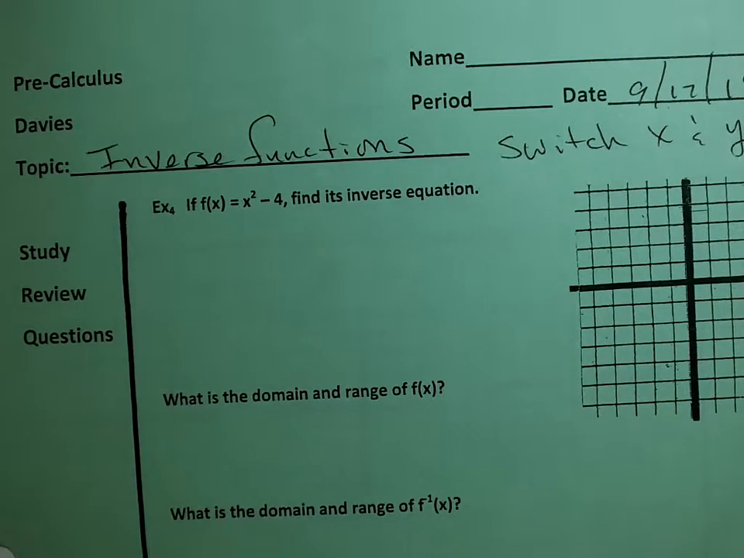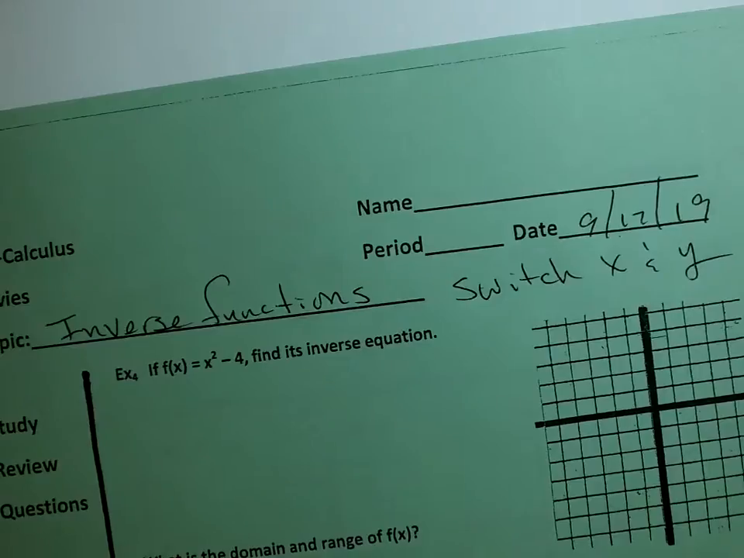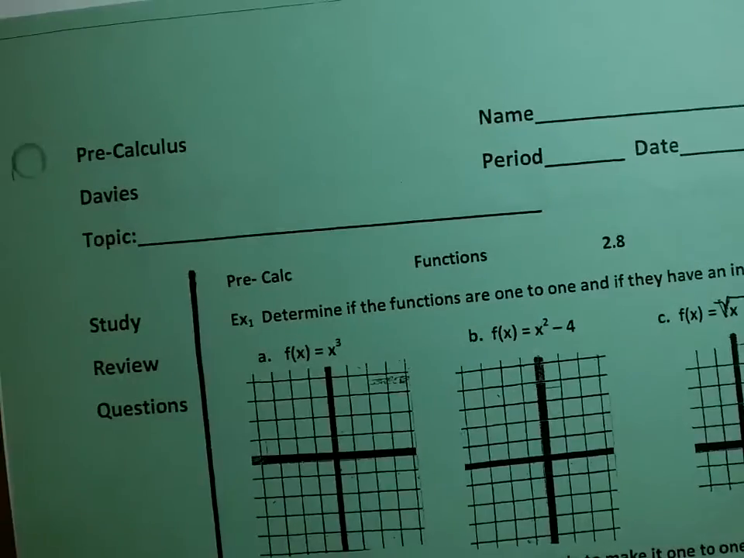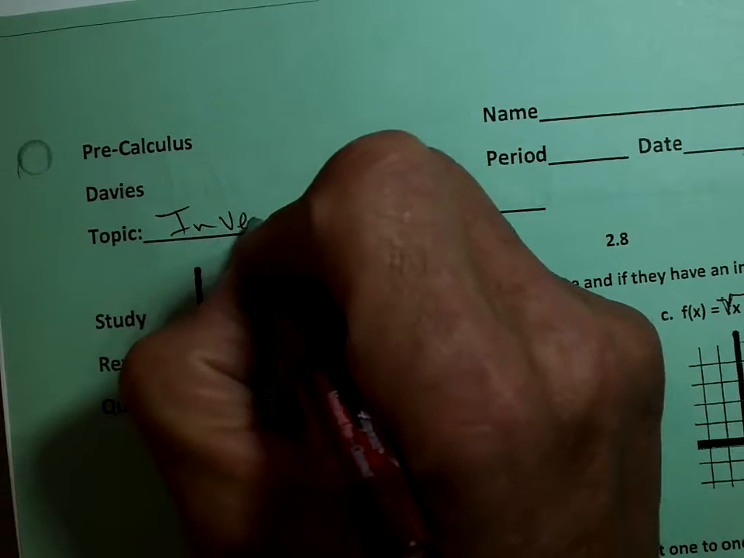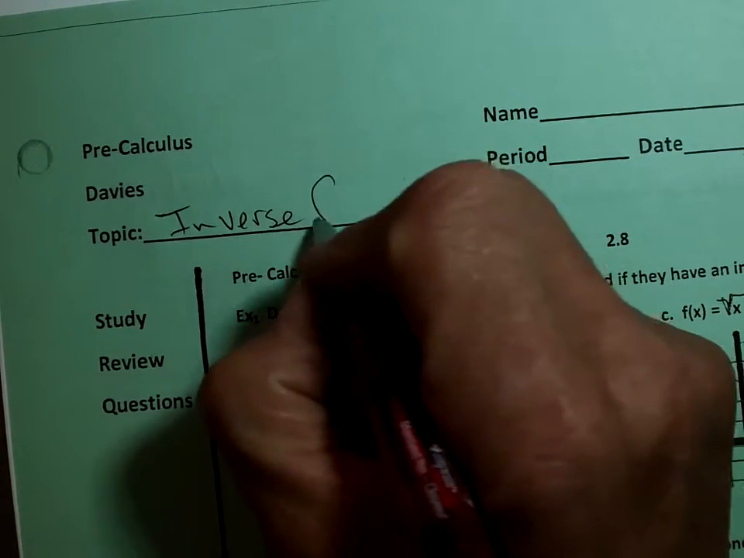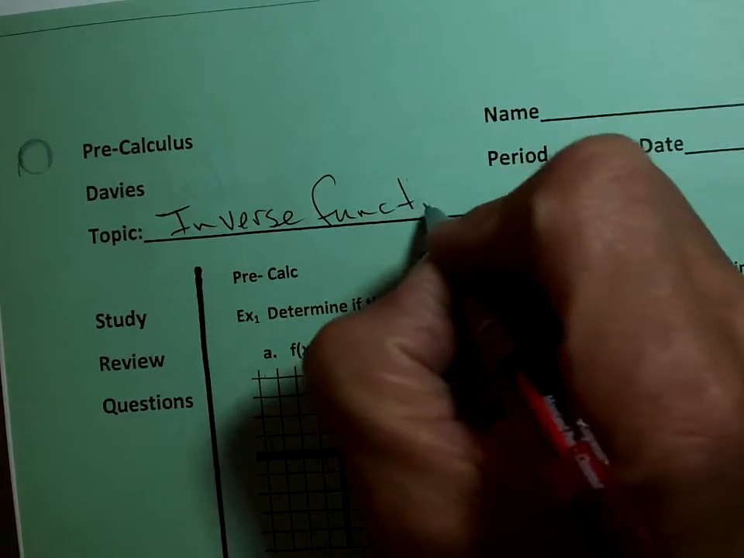Okay, so to get the inverse, oh, I'm on the back. My bad. Whoopsie daisies. I did it again. Back to page 3, 4.